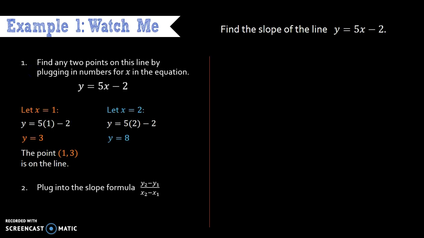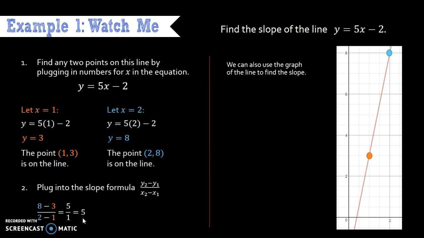I'm also choosing to plug in x equals 2. I'm getting 8 as my answer. That means the point (2, 8) is on my line. Now I've got point number 1, point number 2. I can plug those values into my slope formula to calculate my rise over run. I'm going to take my y values, which are 8 and 3, and subtract them. I'm going to take my x values, which are 2 and 1, and subtract them, and simplify to get a slope of 5.